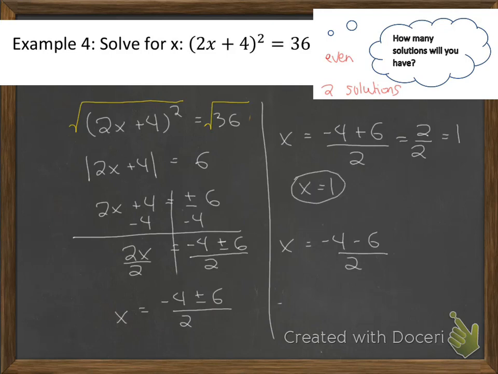That is one solution. Okay, then I have negative 4 minus 6. That is negative 10. Negative 10 over 2 is negative 5. So my second solution is x equals negative 5. Okay, let's go back. Do I have two solutions, just like I said I would? I do. I have two different solutions. I have x equals 1, and I have x equals negative 5.